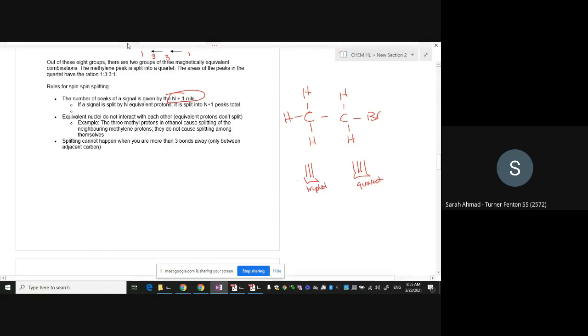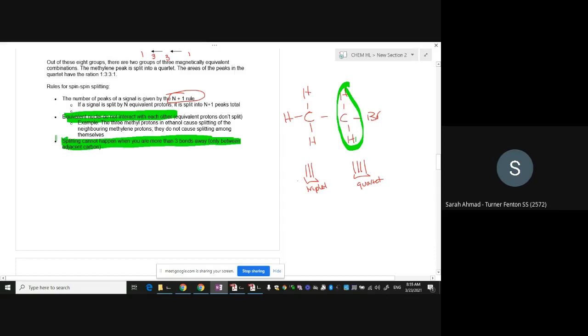Other rules: equivalent nuclei do not interact with each other. This is why we kept these hydrogens together. Because remember, that would be nuts. If this hydrogen started splitting this one, and then these guys split each other, that'd be nuts. So they don't. Hydrogen environments that are similar do not influence each other. Splitting cannot happen when you're more than 3 bond lengths away, and this is pivotal. So you don't have to worry about those splitting patterns.